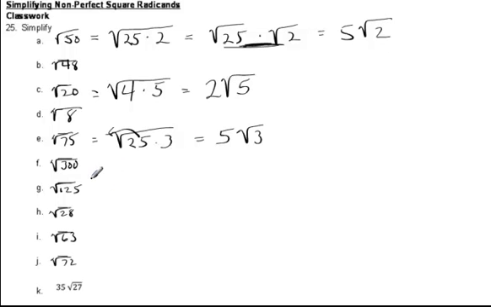Okay. Let's jump down here and go to I. 63. Well, 63 would be the square root of 9 times 7. So the square root of 9 is 3. That guy gets out of jail, and the square root of 7 has to stay there.